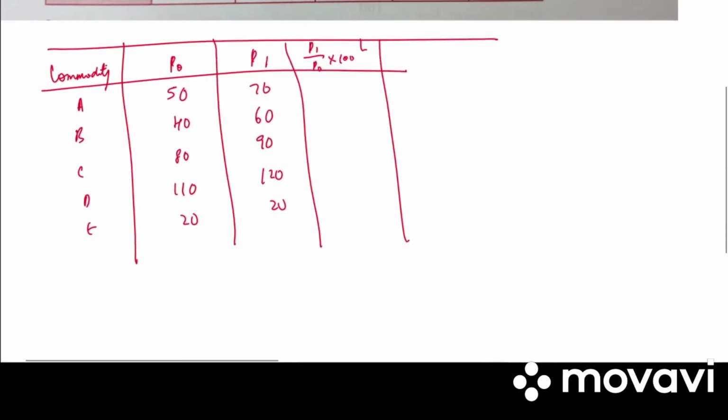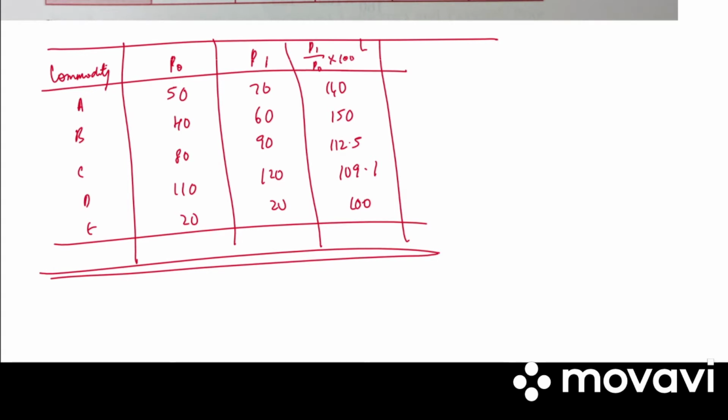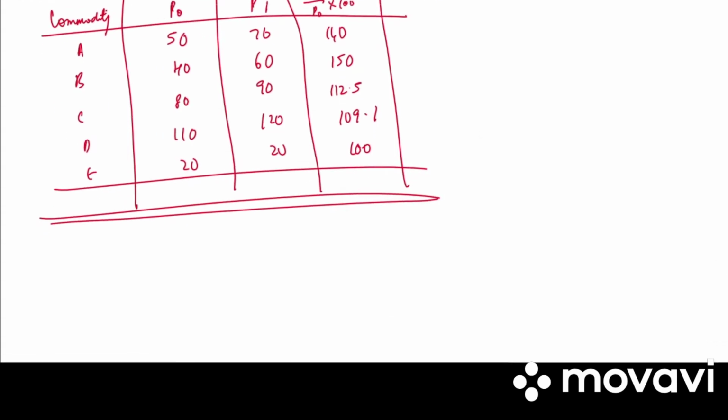So 70 divided by 50 into 100, 140. 60 divided by 40 into 100, 150. 90 divided by 80 into 100, 112.5. 120 divided by 110 into 100, 109.1. 20 by 20 into 100 is 100. So summation of P1 by P0 into 100 is 611.6.